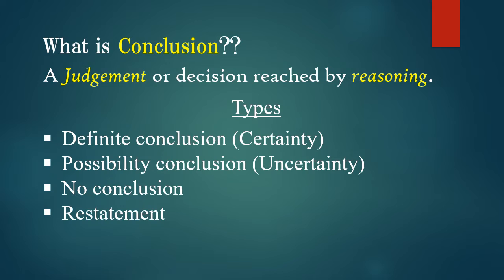Next important segment is what is a conclusion. It is a judgment which is taken after a process of reasoning. So broadly we have 4 types of conclusions here. The first one, definite conclusion. In other terms we can call it certainty. Second one, possibility conclusion. Third one, no conclusion. And the fourth one, restatement.